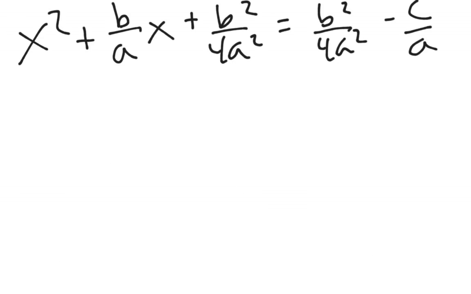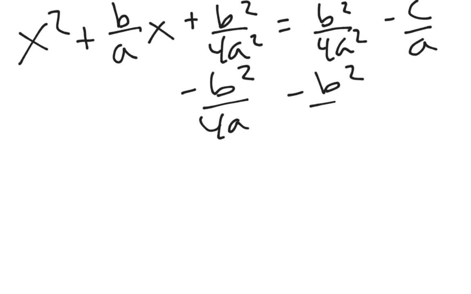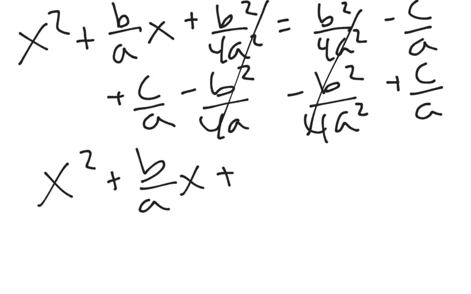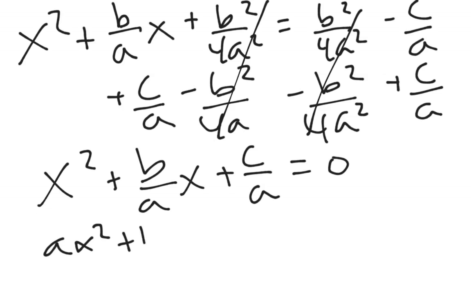I'm now going to use rules of algebra and subtract b squared over 4a squared from both sides. So these cancel out. At the same time, I'll add c over a to both sides. And so now I have x squared plus b over a x plus c over a equals 0. I'll multiply both sides by a, and I get ax squared plus bx plus c equals 0. And that was all just to prove to you that what I got was the same as our starting quadratic.